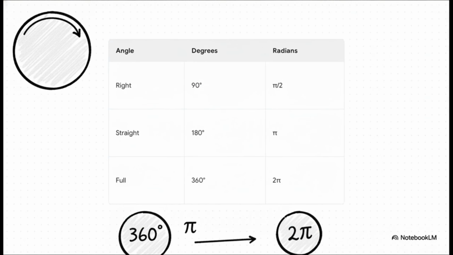Since we're spinning around a circle now, we have to talk about rotation. And we measure this rotation using two different languages. You're definitely familiar with degrees, where a full rotation is 360 degrees. But in advanced math, they use a standard language called radians, which is entirely based on pi. So a full rotation is 2 pi radians. A straight line is just pi. It's the exact same rotation, we're just using a different vocabulary.